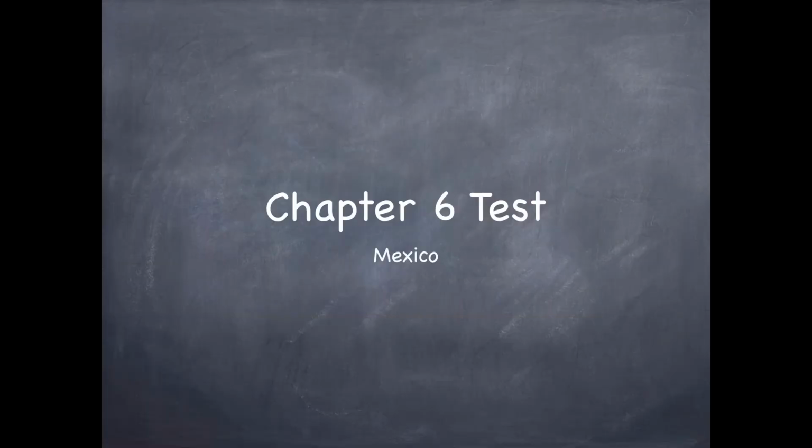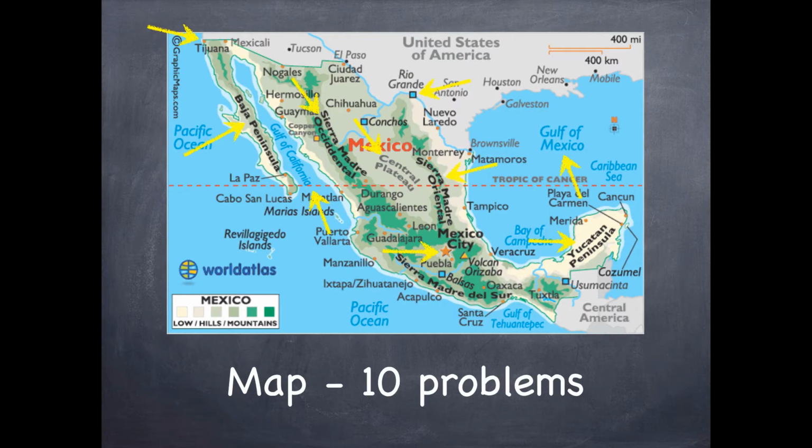Okay, this is the review for the Chapter 6 test over Mexico that we'll be taking on Monday. Go through it real quick. It's pretty straightforward what you need to know. We'll start with a map of Mexico. There are 10 locations you need to be able to label.